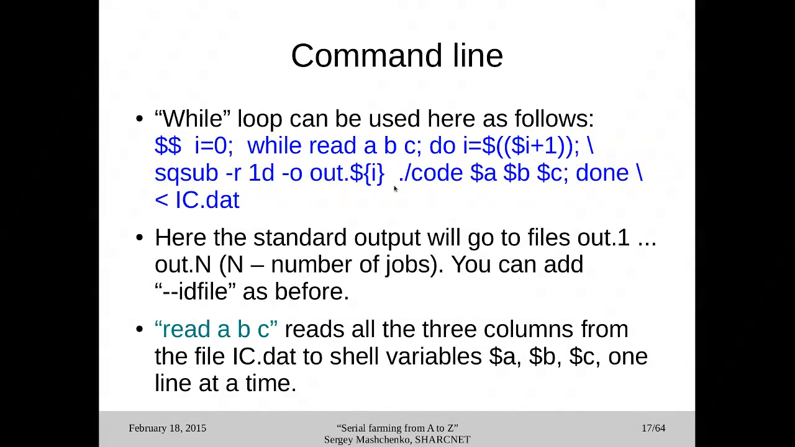And then you do the standard sqsub, and that's assuming that your code expects to see 3 parameters, 3 arguments, as command line arguments. So code, $A, $B, $C. And at the end, after done, there is an inverse redirect, this less-than sign, and then the path to your cases table. So that's how you organize a while loop using one single table describing all the parameters your serial farm needs, one case per line.